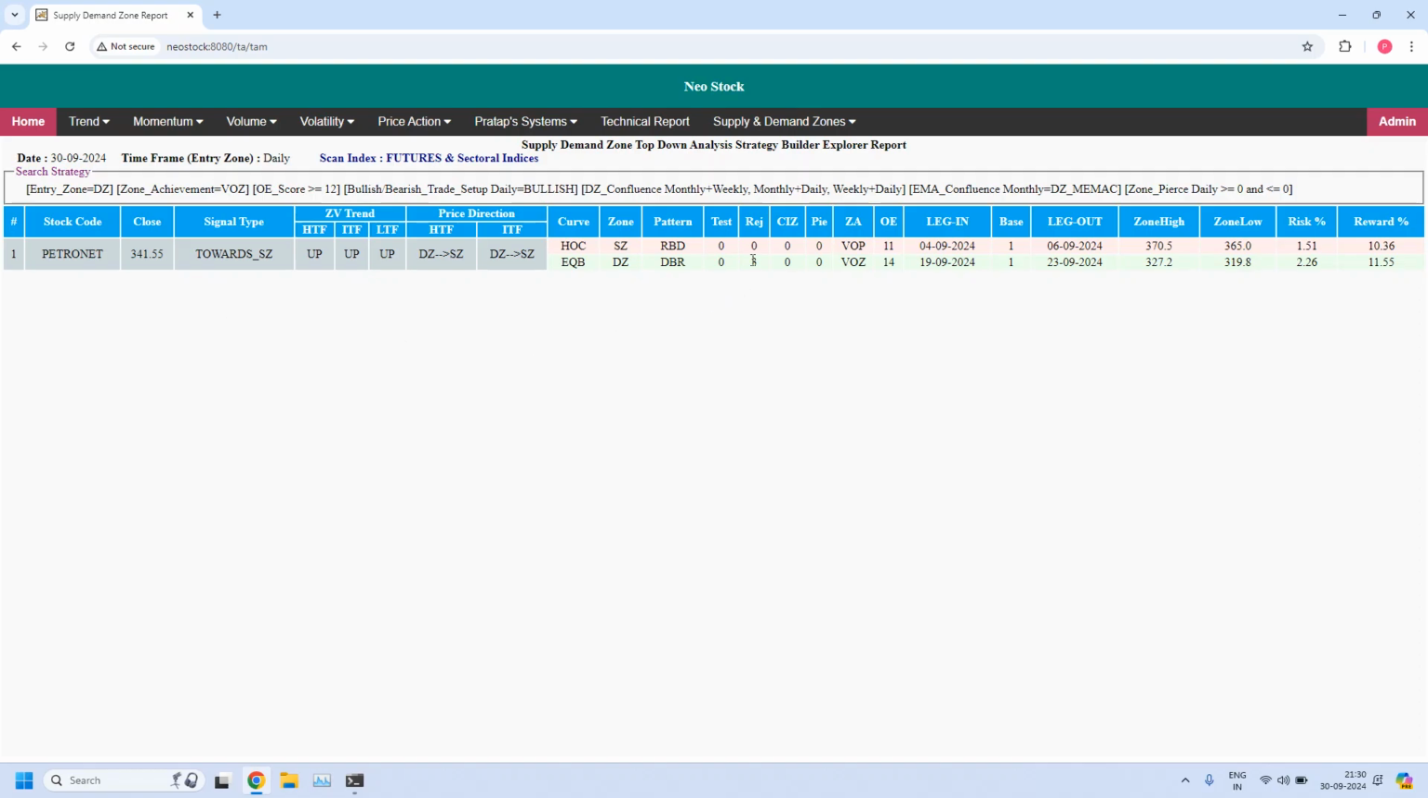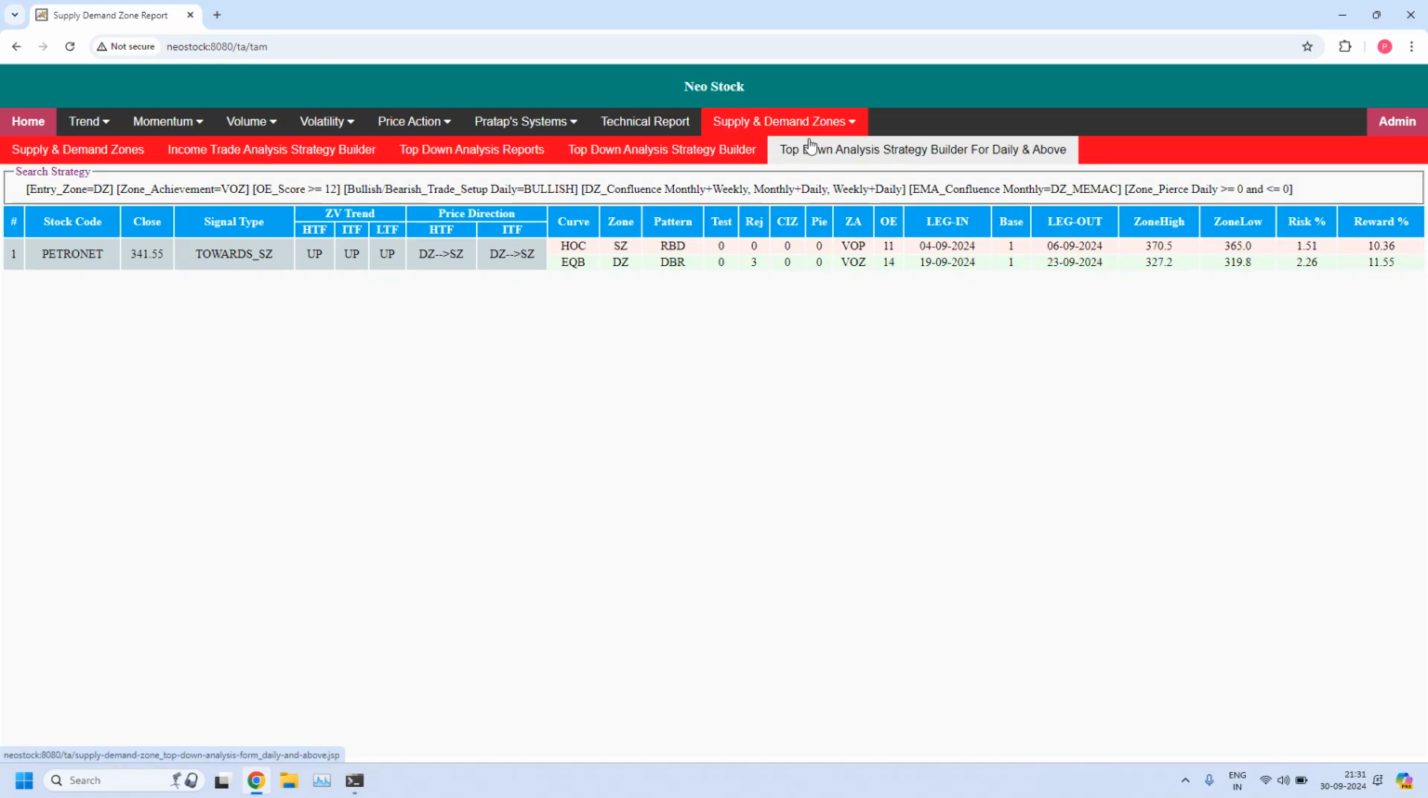And also, already 3 rejections are there from this zone. Maybe a strong order flow might be there. You need to identify at 5 minutes time frame to check the order flows. Okay, this is about bullish trade setup for monthly income trade. Next, let us look for bearish trade setup for monthly income trade.